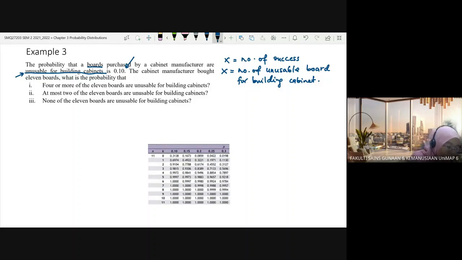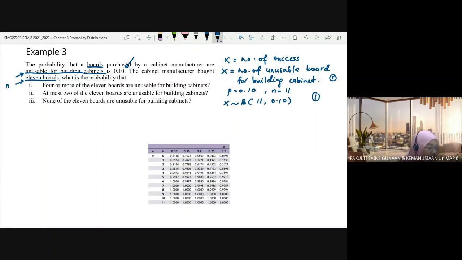And what is the number of trials? Look throughout your question. The cabinet manufacturer bought 11 boards. What is the probability that and so on. So 11 boards is considered the number of trials. So P is 0.10, n is equal to 11. So you can write down the binomial distribution: X follows B(11, 0.10). 1 mark, 1 mark. Then, start answering your question.